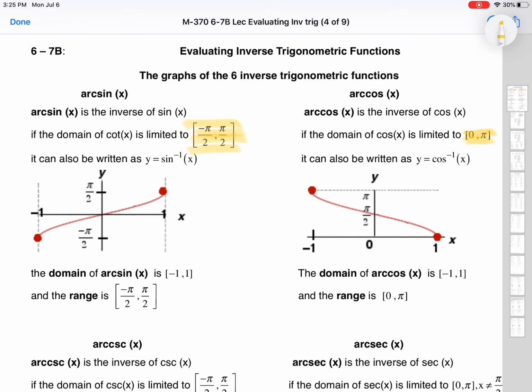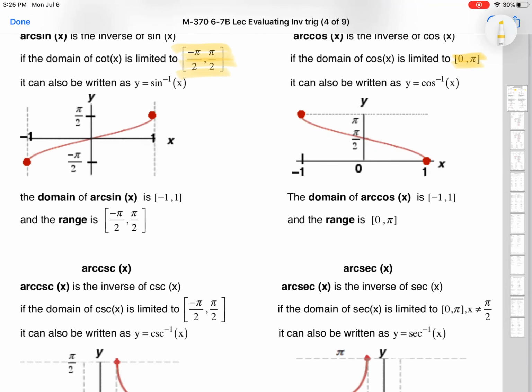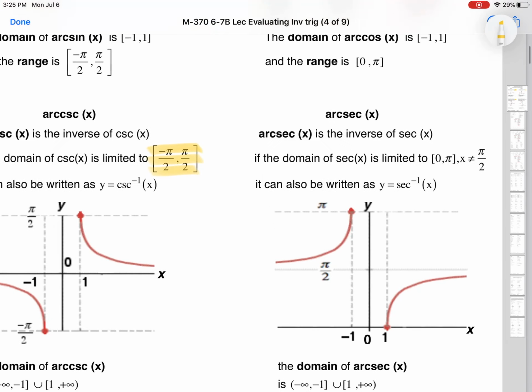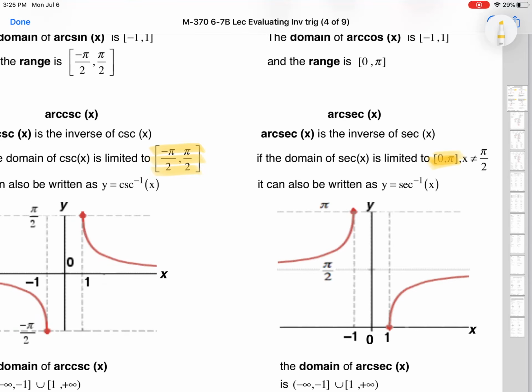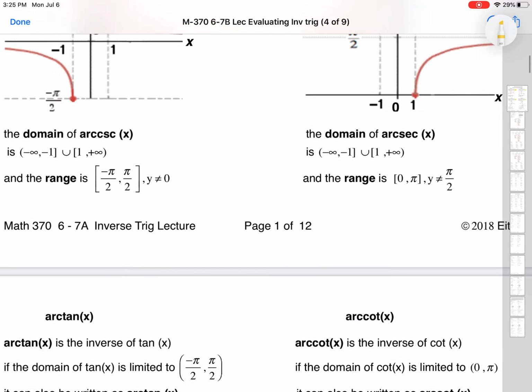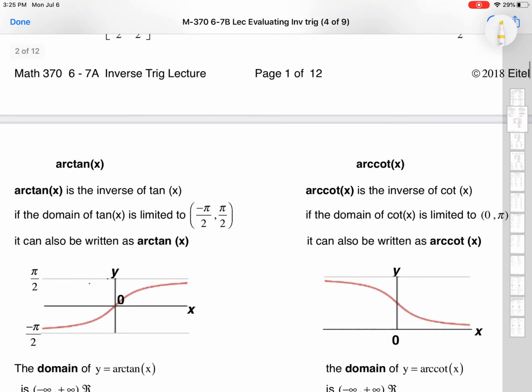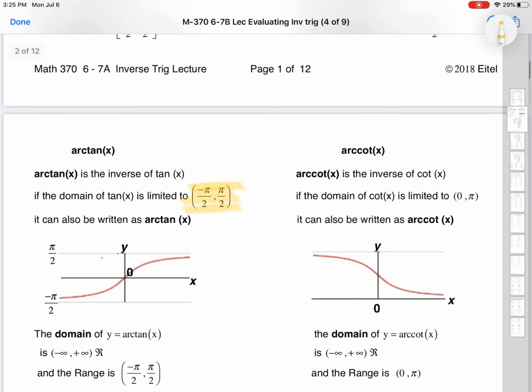Arccosine is 0 to pi. Arccosecant is the flip of sine, so it's minus pi over 2 to pi over 2. Arcsecant is the flip of cosine, so it's from 0 to pi. Arctangent has sine up top, so it's from minus pi over 2. He's grouped them in families here. And arccotangent's related to cosine, 0 to pi. So the left-hand side as you go down that column, all minus pi over 2 to pi over 2. Right-hand side, 0 to pi.